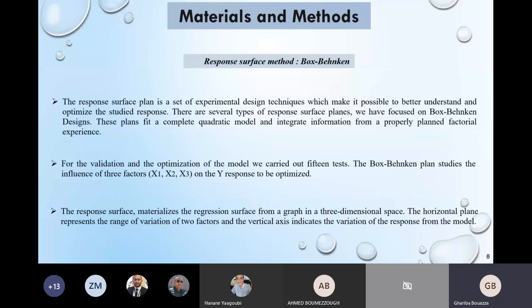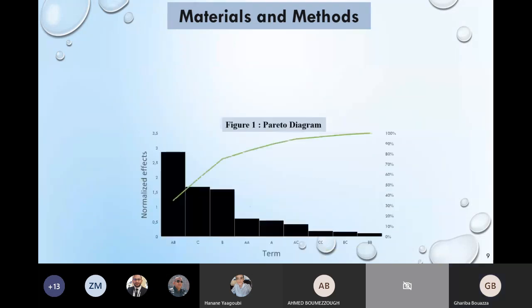The response surface materializes the regression surface from a graph in a three-dimensional space. The horizontal plane represents the range of the variation of two factors, and the vertical axis indicates the variation of the response from the model.